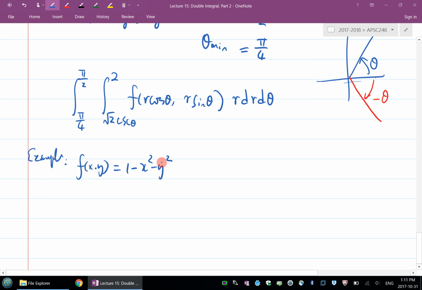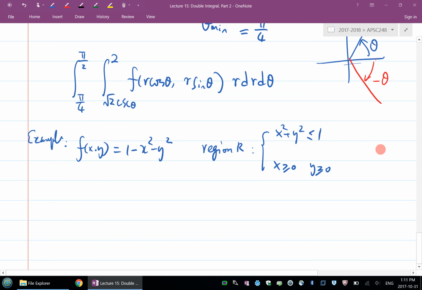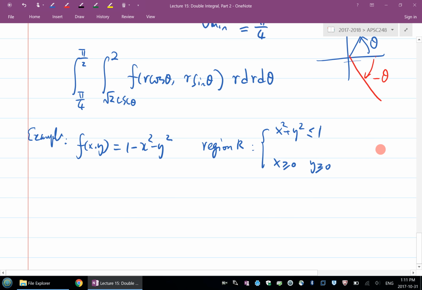So let's say I have a function f of x, y equal to this, and the region R is x squared plus y squared less than 1, x greater than 0, y greater than 0. So this is more or less the example that we couldn't finish, or was too hard to finish, for the Cartesian double integral at the end of the previous lecture.